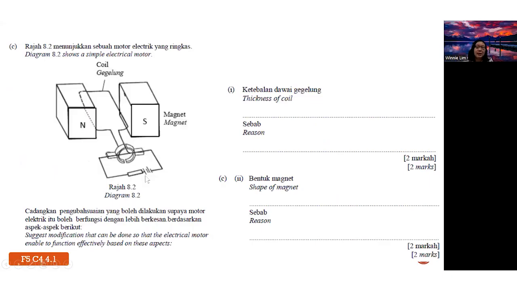Okay, then part C is the application under this topic. Suggest modifications that can be done so that the electric motor is able to function effectively based on this aspect. So, the thickness of the coil. This is the initial state. What if I make this wire thicker? You need to go back to the basic concept: when the wire is thicker, the resistance is lower. So we can just say thicker.